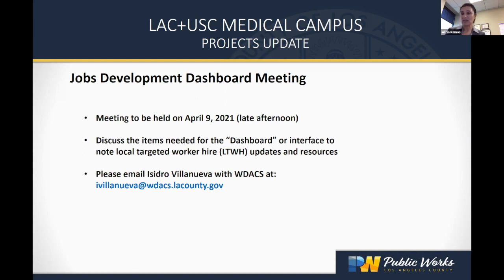We have not necessarily set a time yet, but we expect it to be in the late afternoon, probably about 3:30. If you are interested in participating, please reach out to Isidro. I put his email address there. Isidro Villanueva is with our WEDAX team. If you could email him your interest and contact information, that way we can reach out to you and let you know what that final time is. It will be hosted virtually, so it's not something that you would have to drive to or attend in person. So hopefully that makes it much more convenient.